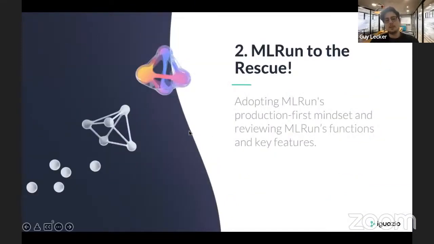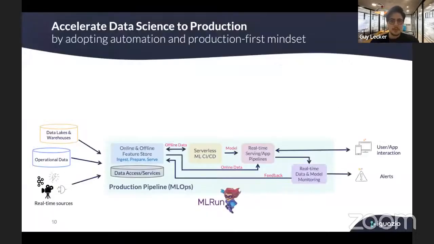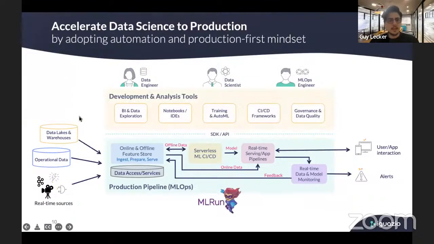In MLRun, we developed it with a production-first mindset. What this means is, why develop your models in a training environment that is not production proof? We want to let the data scientists work in their own IDE and their own frameworks, but make it so that they are always one click away from deploying their model. So accelerating data science is becoming a real necessity.